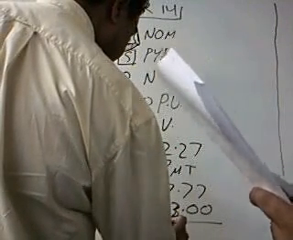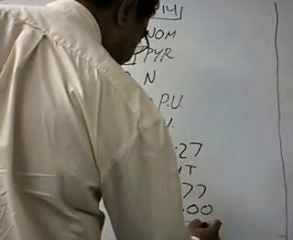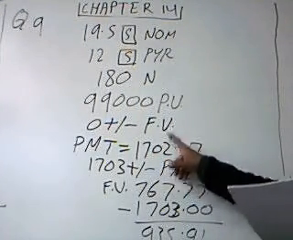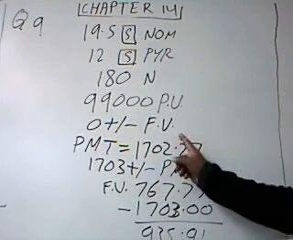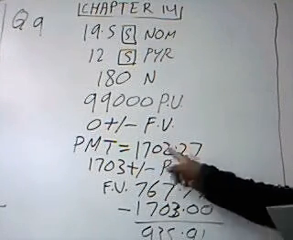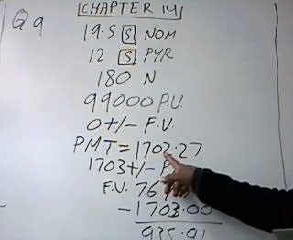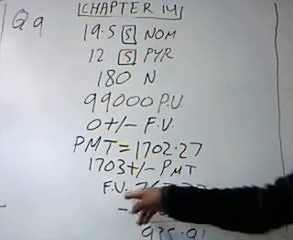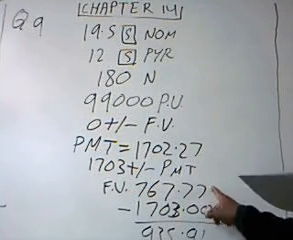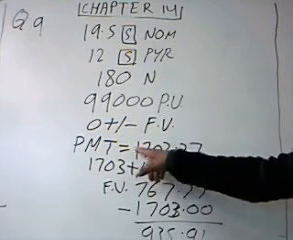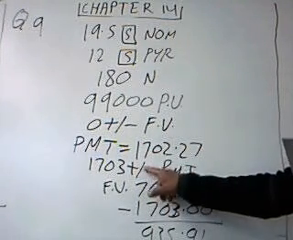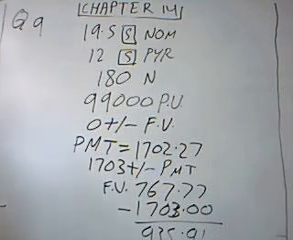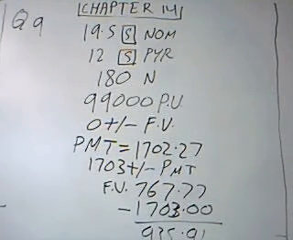This is a different step. So what do we do? Payment is this much, so we round it to the next dollar. Sometimes they say round it to the next $10, so this becomes 1710. So 1703 plus minus payment, and the future value is 767.77, and you subtract from this payment. Then you'll find the final payment, and the final payment is higher.